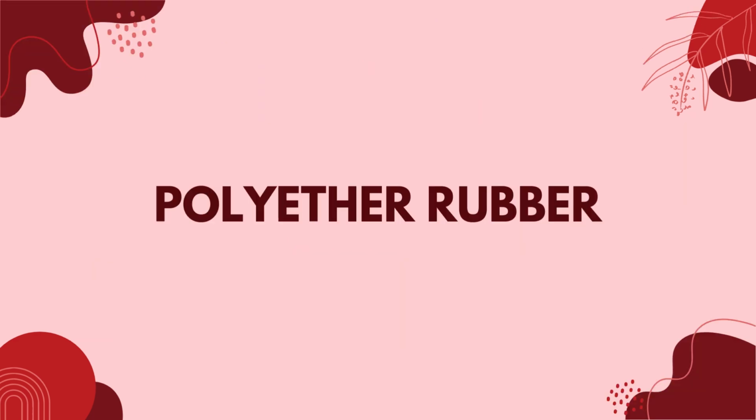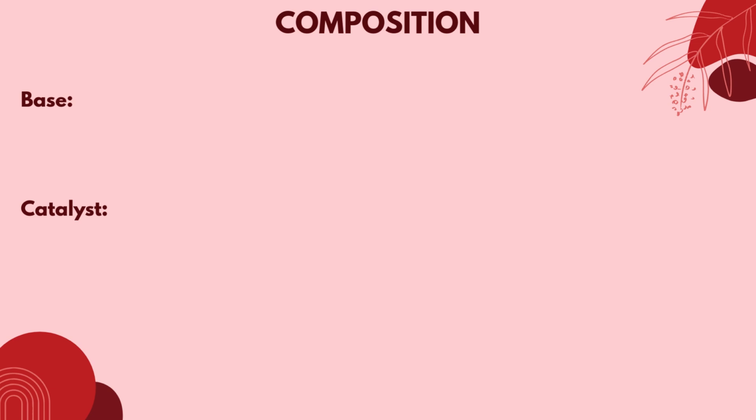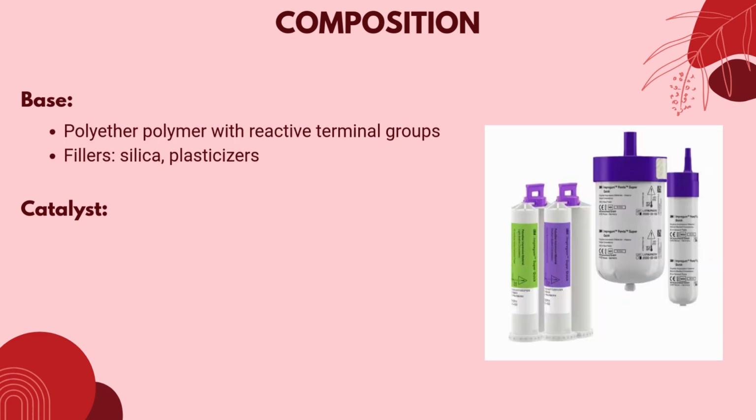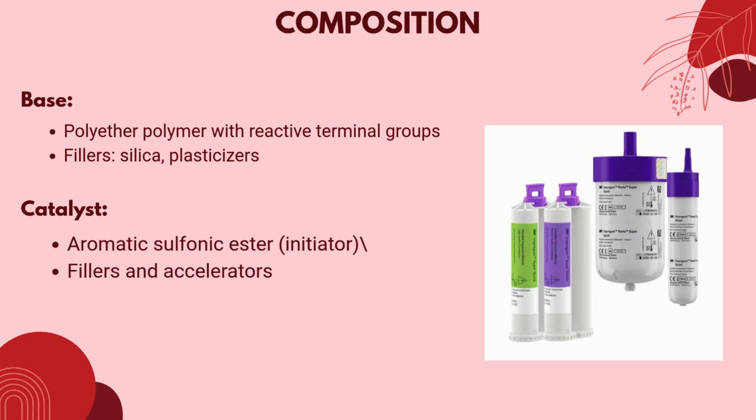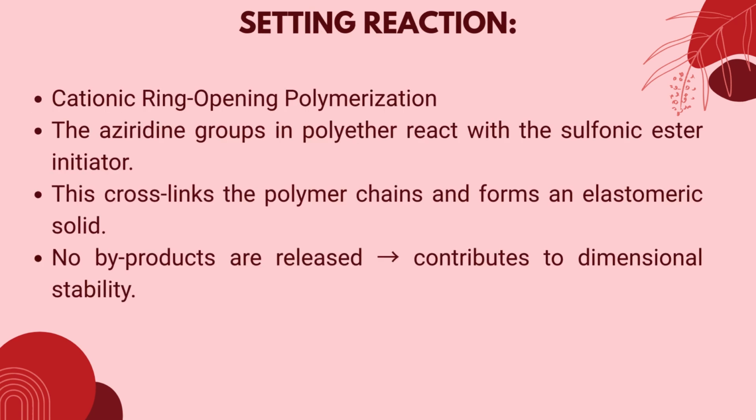Last but not least are polyether rubbers, which are also composed of a two-paste system, base paste and catalyst paste. The base paste consists of a polyether polymer with reactive terminal groups and filler particles like silica. The catalyst paste consists of aromatic sulfonic ester, acting as an initiator, some filler particles and accelerators. It undergoes the cationic ring opening polymerization, with no byproducts, resulting in a cross-linked elastomer.